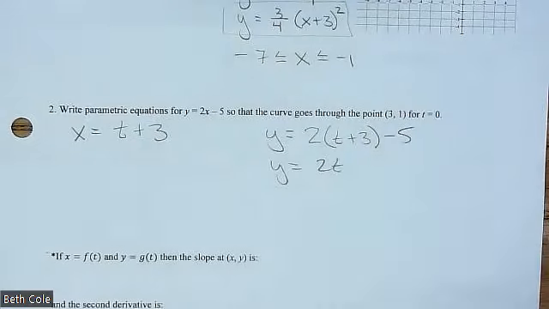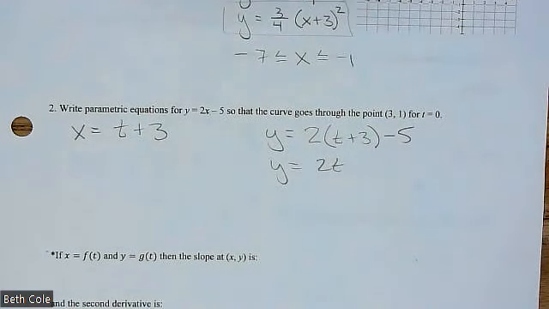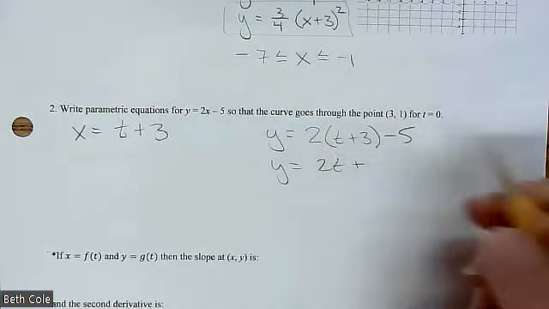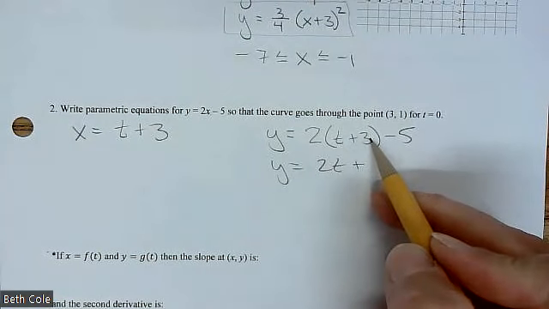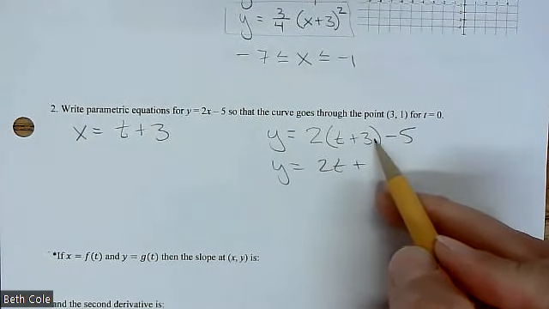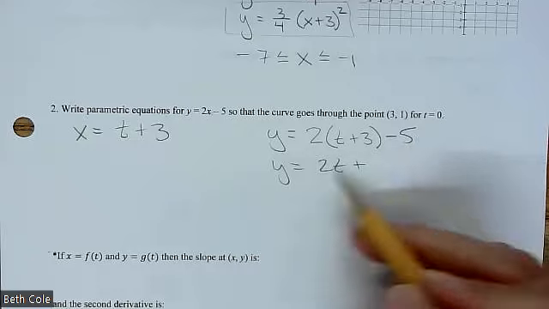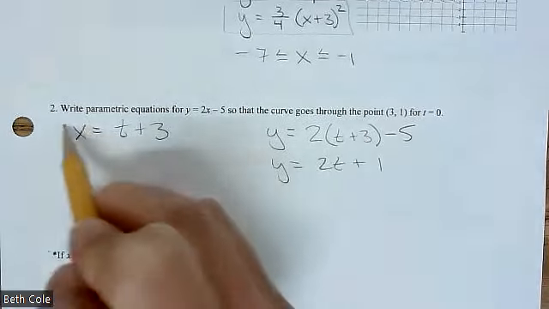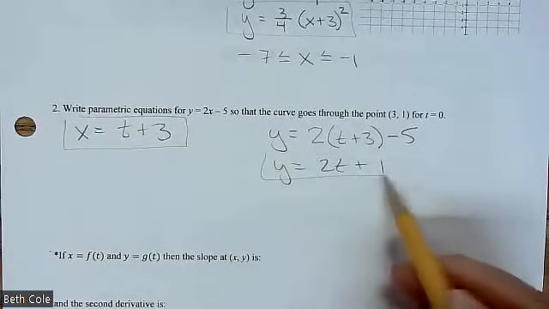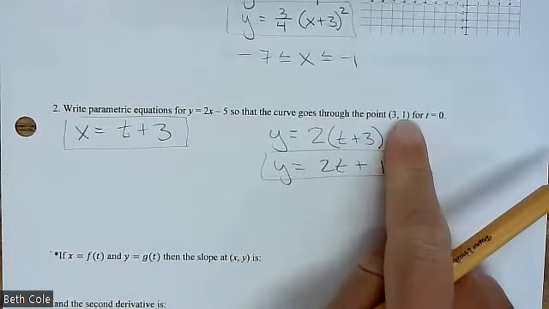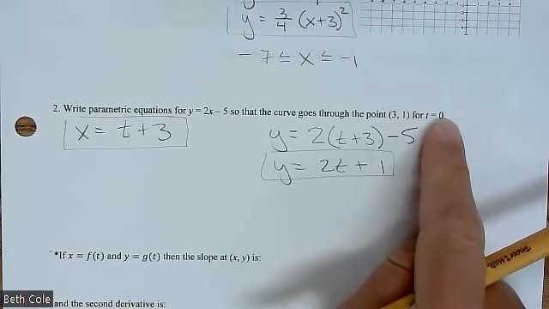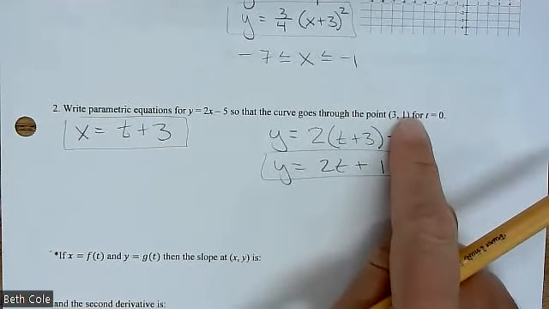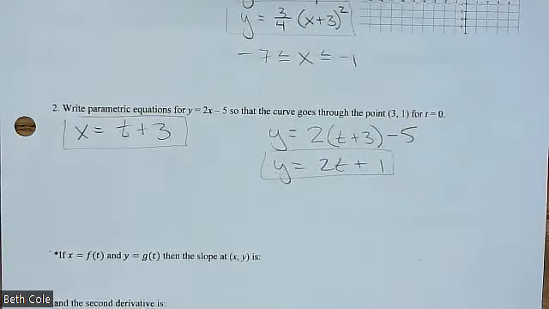That would be 2t and then what? It would be plus 6 minus 5, so 2t plus 1. And then what I would usually say to do is make sure that that one makes sense. If you plug in 0 for t, do you get what you're supposed to get? Like y is supposed to be 1. Just make sure it makes sense.